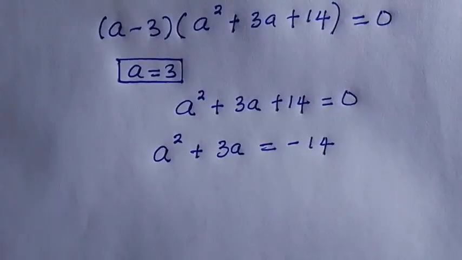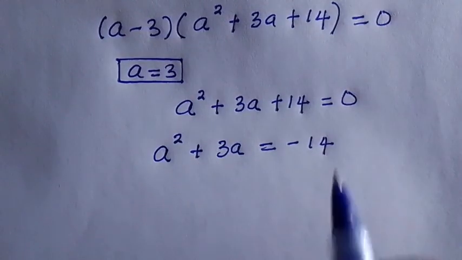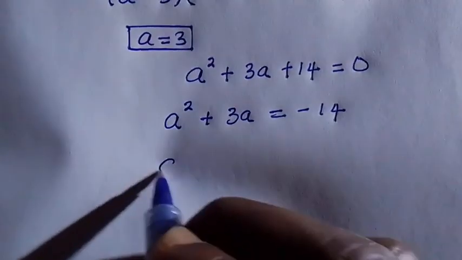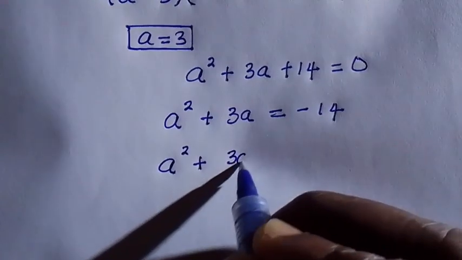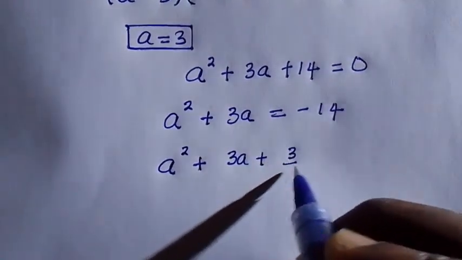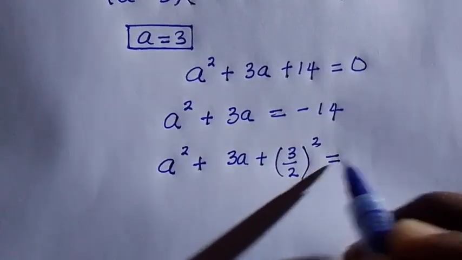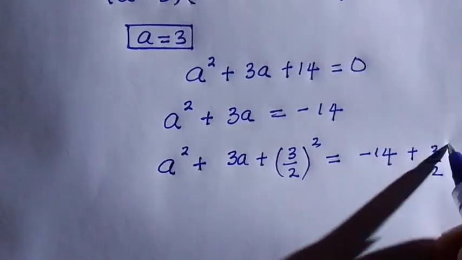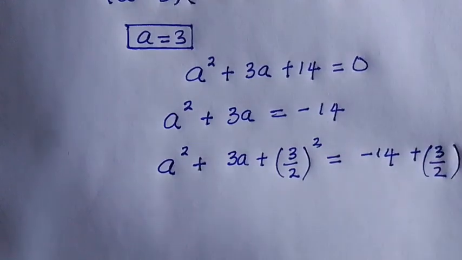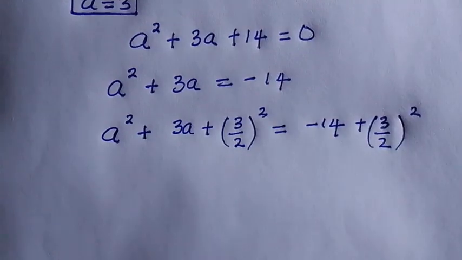I did this because I want to apply the completing the square method. So suppose I add 3 over 2 squared to both sides. Here we have a squared plus 3a plus 3 over 2 raised to the power of 2. I added it here. And also at this side, we have minus 14 plus 3 over 2 raised to the power of 2. So this is what we get when we want to apply the completing the square method.